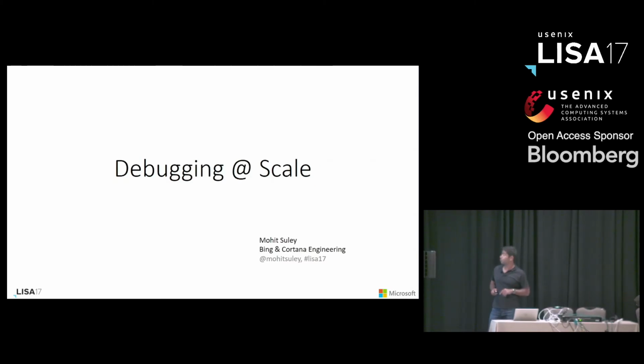Actually, first let me introduce myself. I am Mohit. I am on the Bing and Cortana engineering team. I'm going to talk to you about debugging at scale.